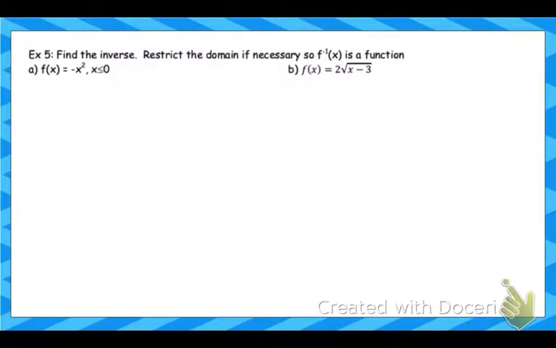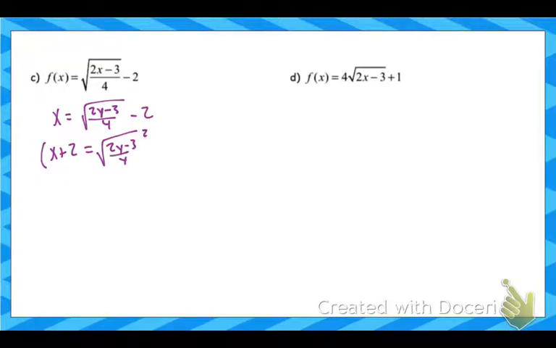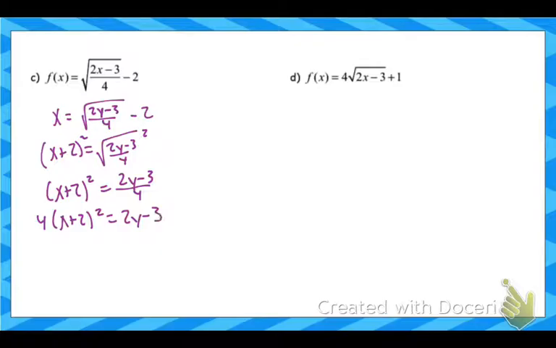All right, let's try a few more. So again, let's start by switching x and y. Add 2. Square both sides. I'm going to leave it in that squared form because it's easier to see your transformations. Multiply by 4. Add 3. And divide everything by 2, including the 4 and the 3.